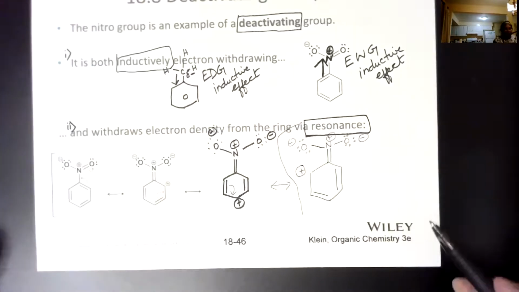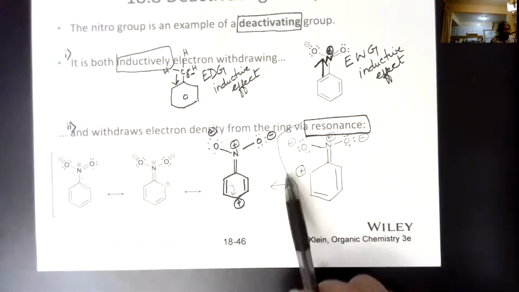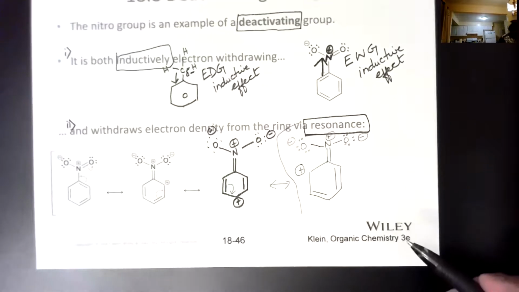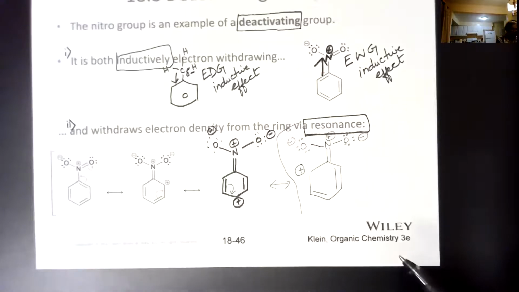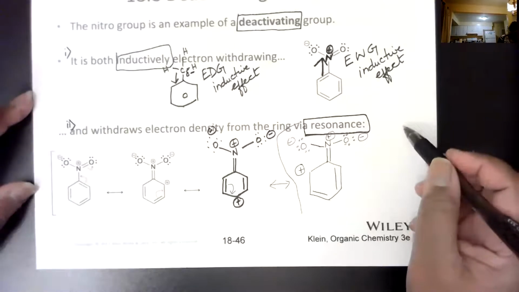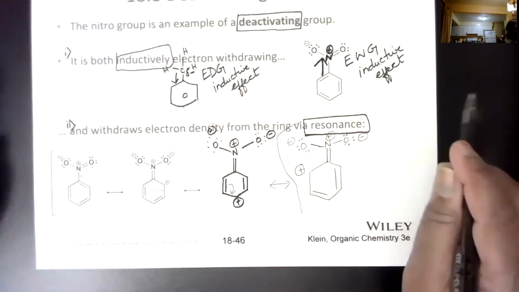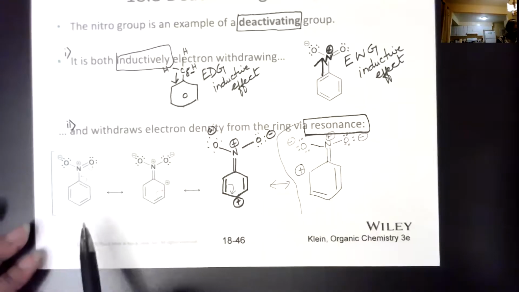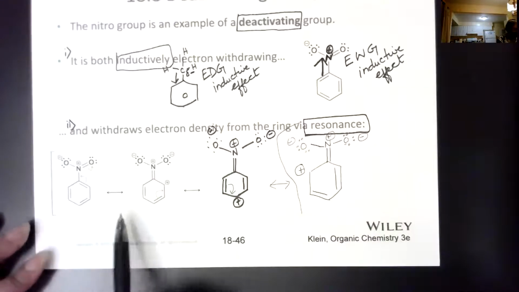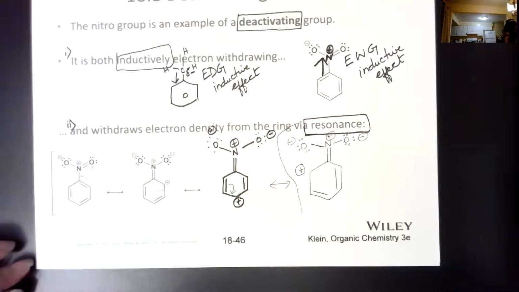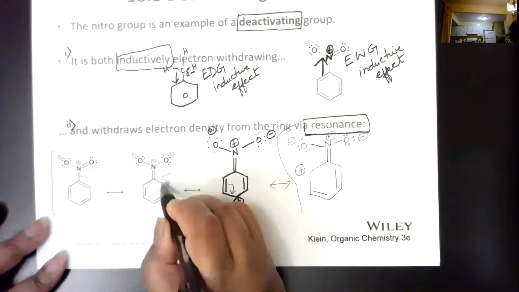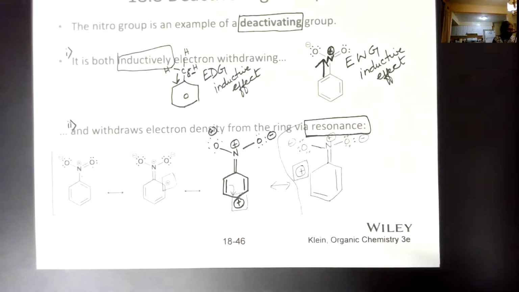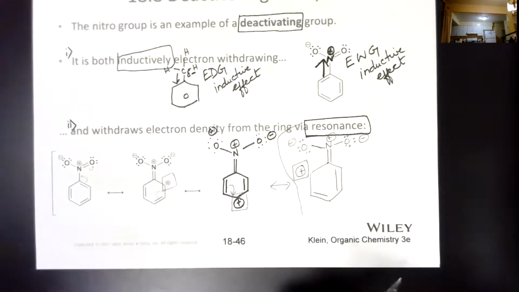Okay, it's a bad resonance structure. Look at all the charges. It's not very stable in the first place. So now, how does it withdraw electron density? Look at what the ring has been given by the nitro group. The ring has positive charges at the ortho, para, and other ortho position.